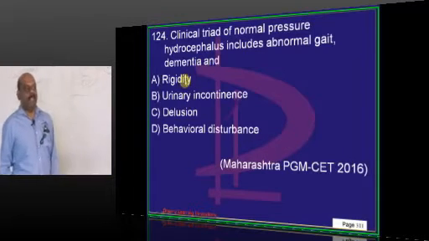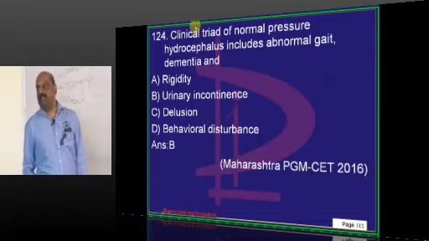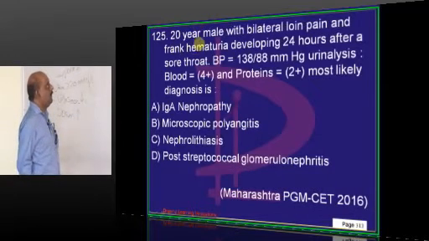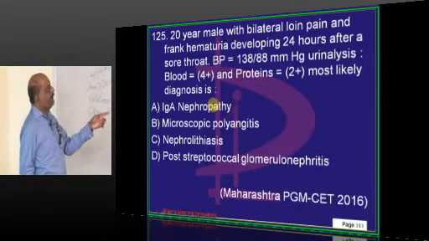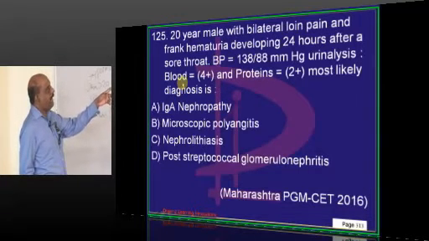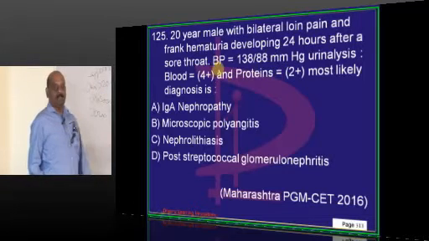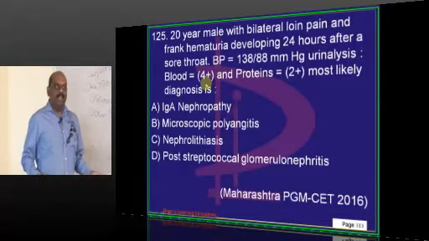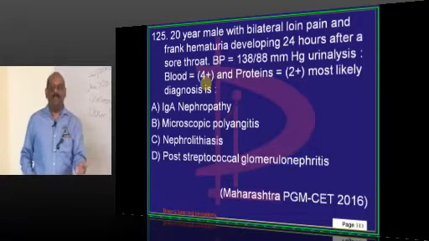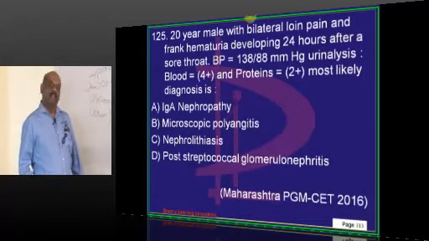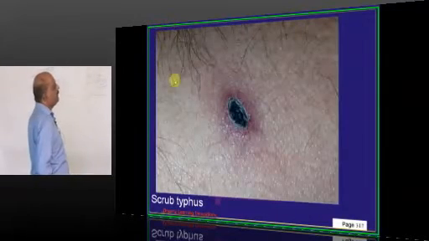Normal pressure hydrocephalus: abnormal gait, dementia and urinary incontinence, a combination you will come across. A 20-year-old male with bilateral loin pain and hematuria 24 hours after a sore throat. We are waiting here for an IgA nephropathy question. Synpharyngitic hematuria is IgA nephropathy. Eschar formation is a feature of scrub typhus.